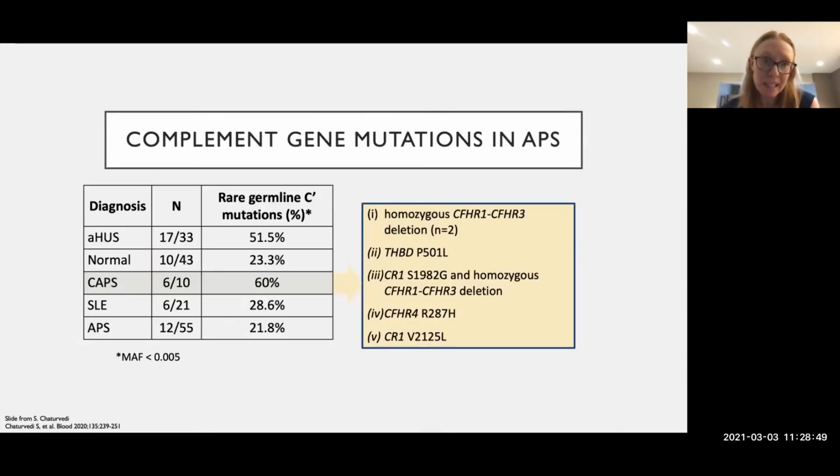They also completed additional germline gene testing in comparison to atypical HUS, which has a high proportion of germline mutations, compared to lupus, APS patients, normal patients, and catastrophic APS patients. And it was the catastrophic APS patients in particular that had these novel gene mutations for complement that they discovered.